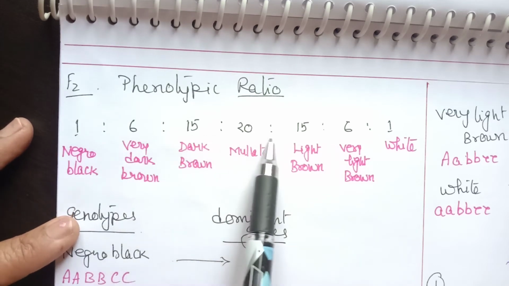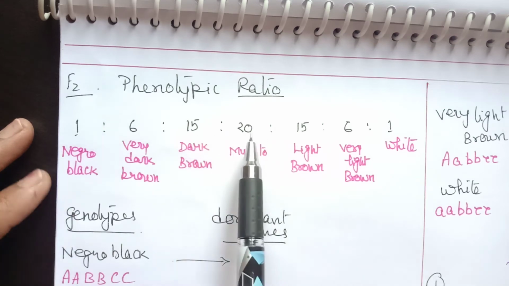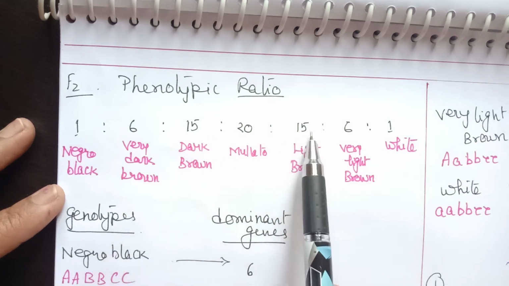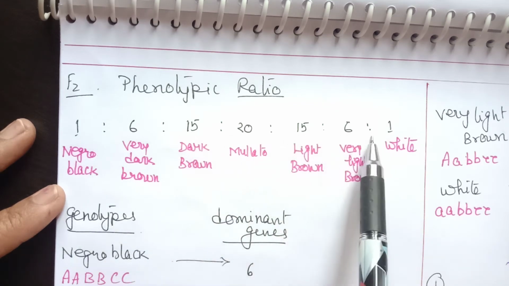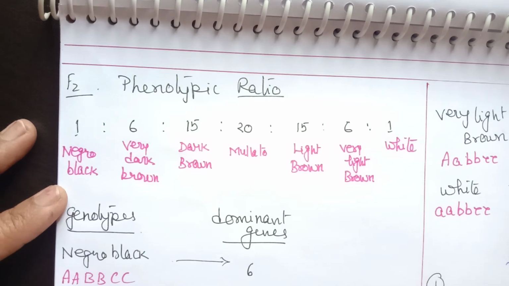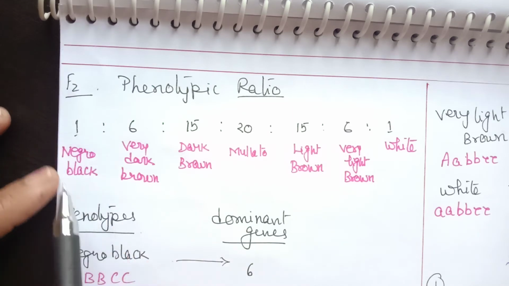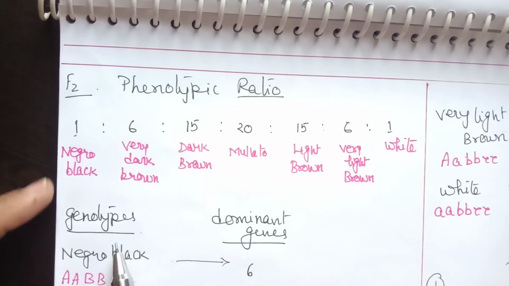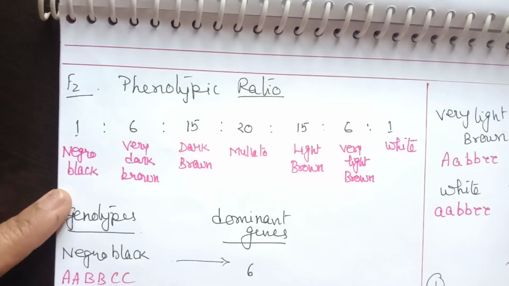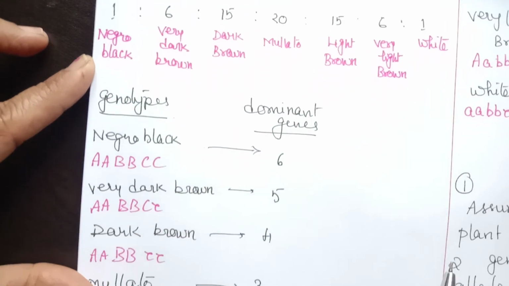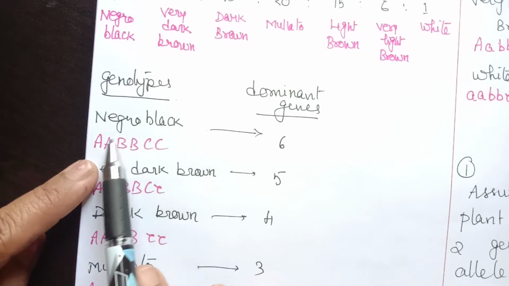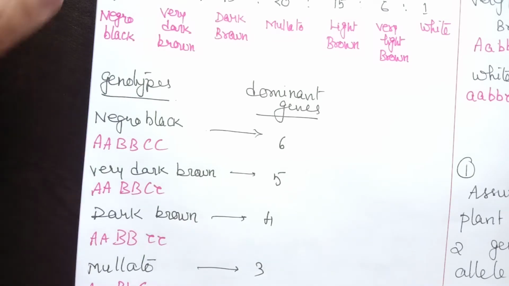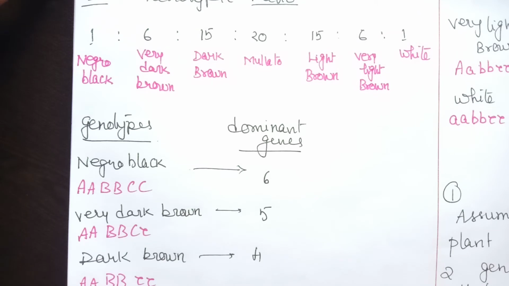So we get this ratio: 1:6:15:20:15:6:1. So how many are we getting? A total of 7 phenotypes and 7 different types of genotypes also. Only one we get as Negro black. The first one is Negro black. I am going to give their genotype also. The first one, Negro black, has all dominant alleles.